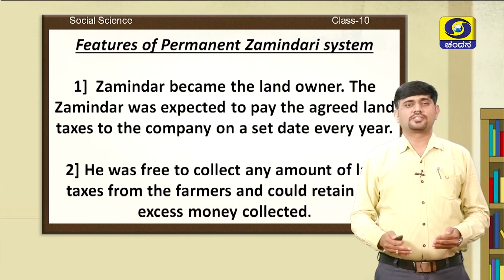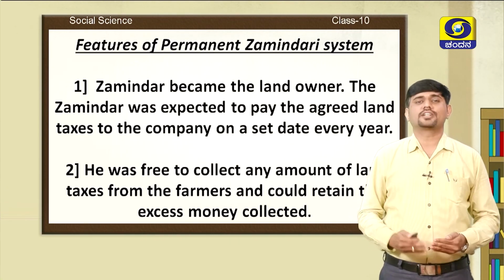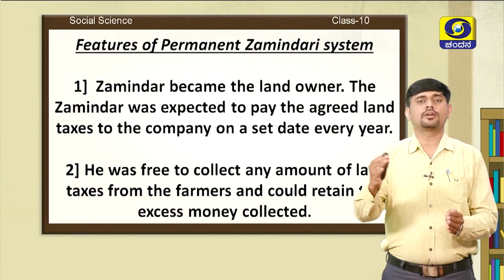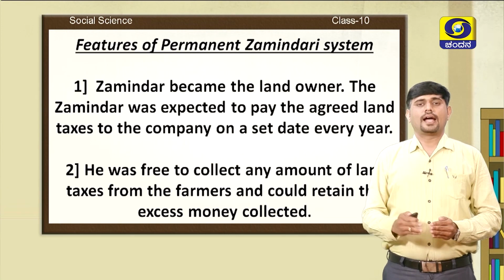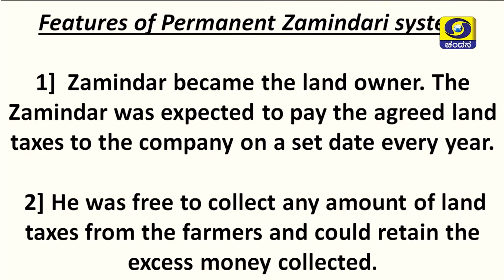Permanent Zamindari system. What are the important features under the permanent Zamindari system here? The land was given under the control of the Zamindars, and the land tax was fixed by the British East India Company. The Zamindars were expected to pay the agreed land taxes to the Company on a set date every year, on the particular date of that particular year.